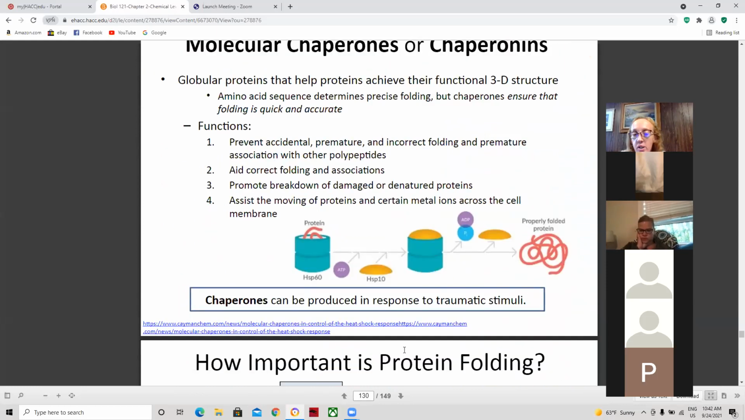So chaperones can be, and are, produced in response to traumatic stimuli, such as overheating. They're sometimes seen when there's a loss of oxygen to an area for a long period of time. So would a chaperone be produced if somebody were to have a seizure and lose oxygen to the brain? Yes, sometimes, if it's recoverable. I think they can be formed after myocardial infarctions. They can be formed after a tourniquet has been applied and removed.